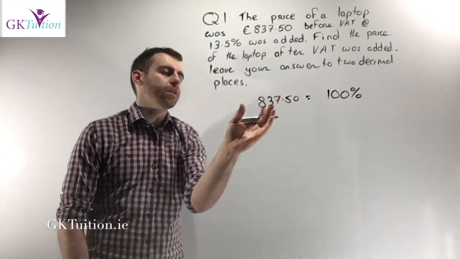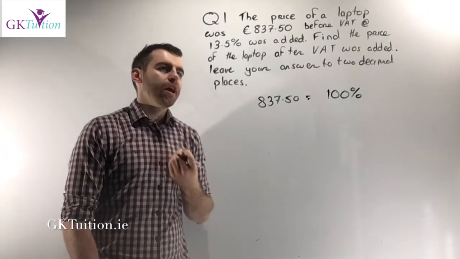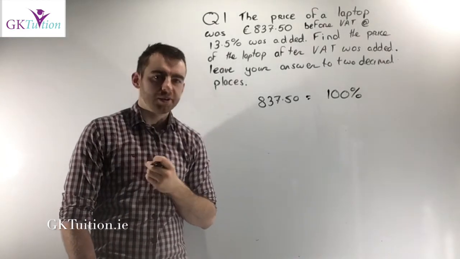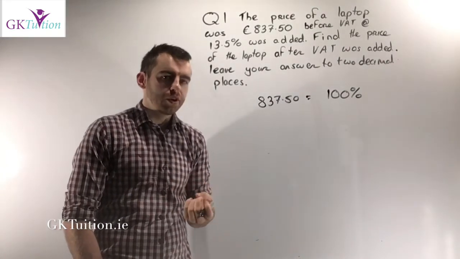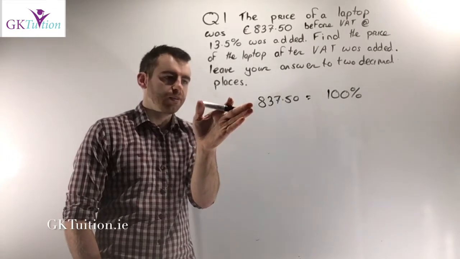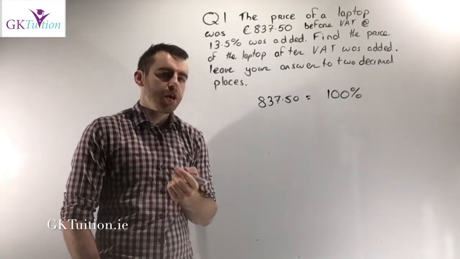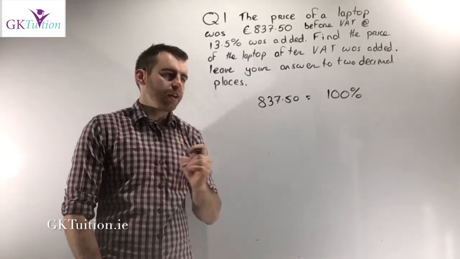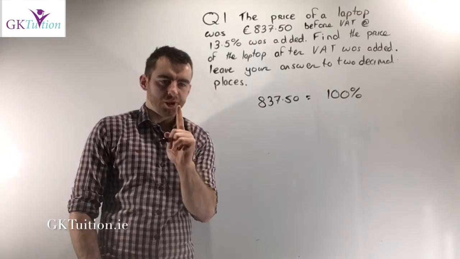You need to consider this to be 100% of the price of the laptop. 100% of the price of the laptop is €837.50. But now I know that the company are going to add on 13.5%. So ultimately, I need to work out what is 113.5% of this value. Obviously, the company are going to charge a little bit more because of tax. What you should do next, which we're always going to do in these questions, is if we know 100%, we now want to find 1%.